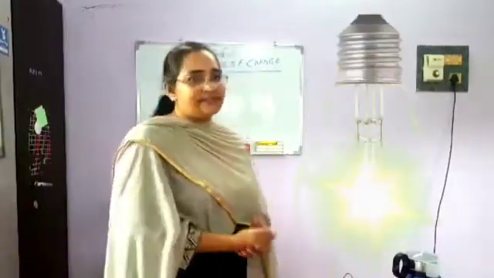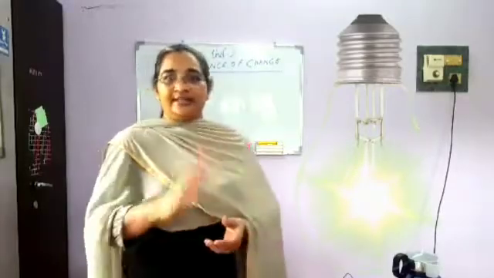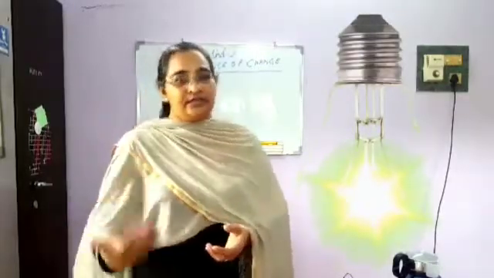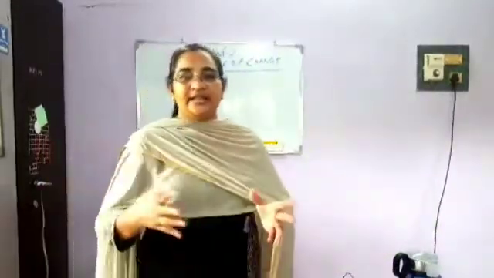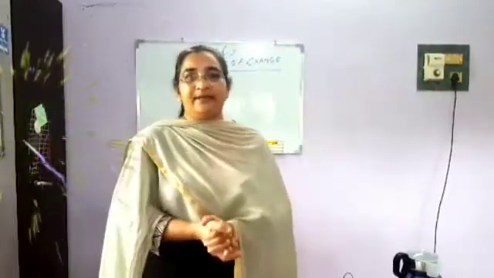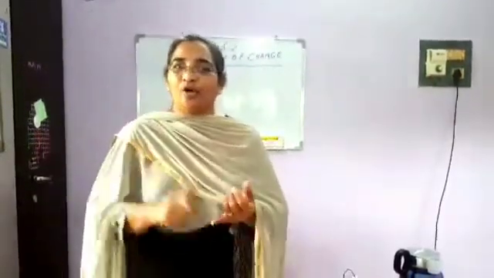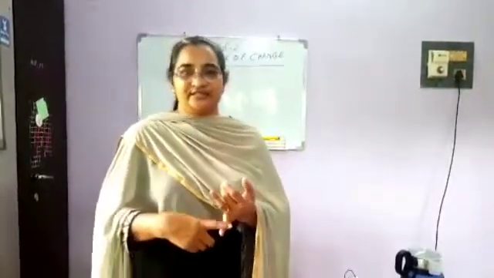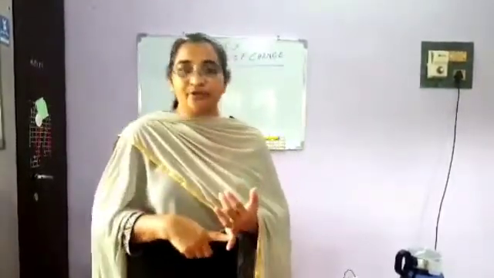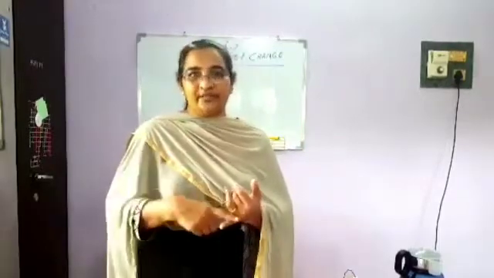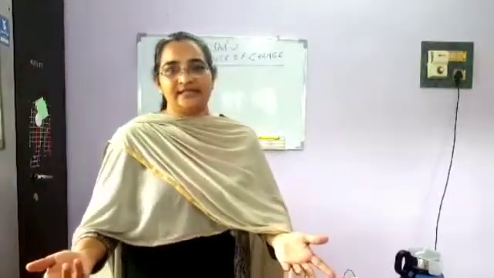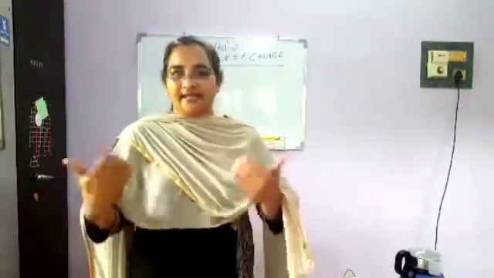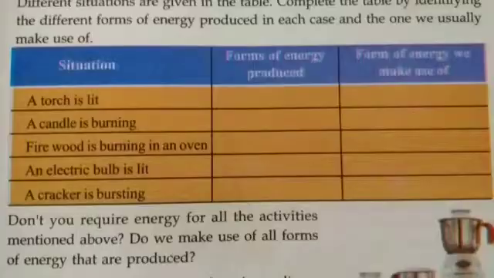Next is an electric bulb is lit. There also, the electric bulb is lit for what? What energy is produced? What energy is used? Then a cracker is bursting. You know what a cracker is, isn't it? Padakam. When the cracker is bursting, what all energy is produced? Think nicely and see what energy is produced. What is used? Used means why do we burst the cracker? You know why we burst the cracker, isn't it? So for what do we burst the cracker? That use you have to write. So let this be the work for today.